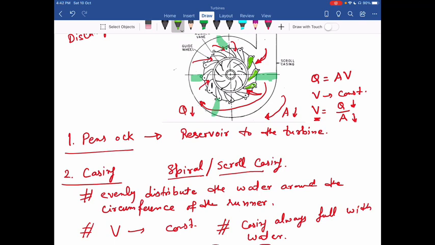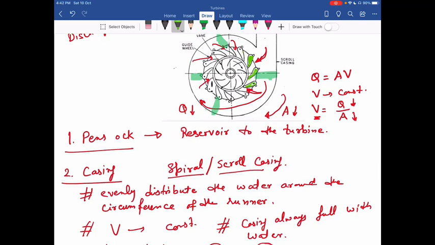Now these guide blades have a special shape, and that shape we call airfoil type, that have airfoil section. Okay, so we provide the guide blades with this cross section to facilitate smooth and eddy-less flow.